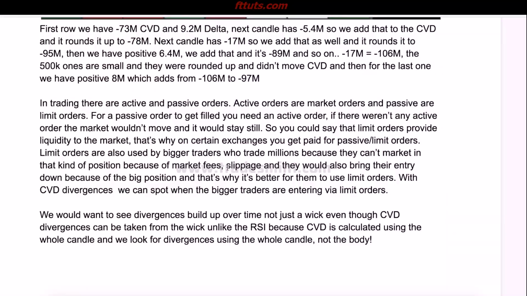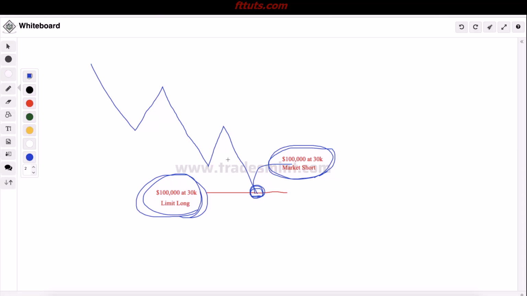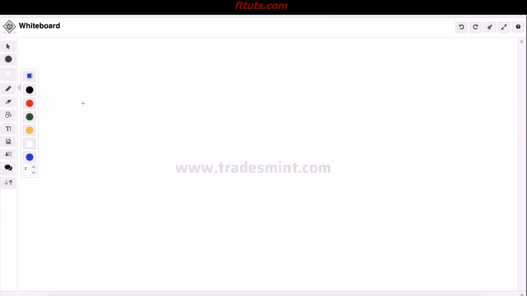And so what CVD can allow us to do is know where these giant limit longs are. Okay, and here's why this would be advantageous to us. Let's say, for example, we have a downtrend for Bitcoin. The market's making a lower high, a lower low, a lower high, a lower low, a lower high, a lower low. Nobody would argue the fact that this was a downtrend, okay?